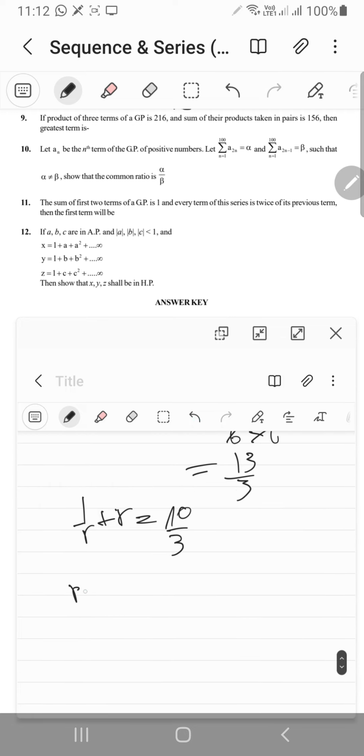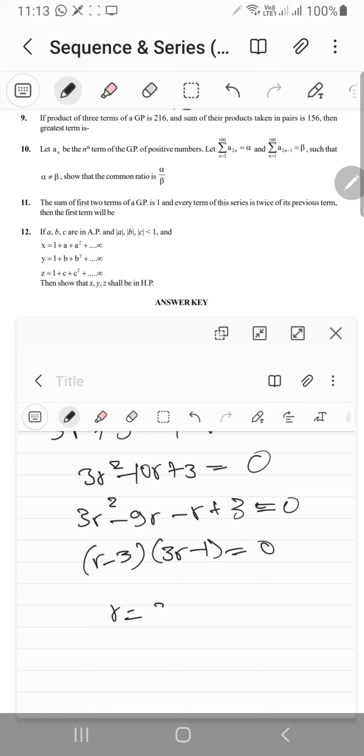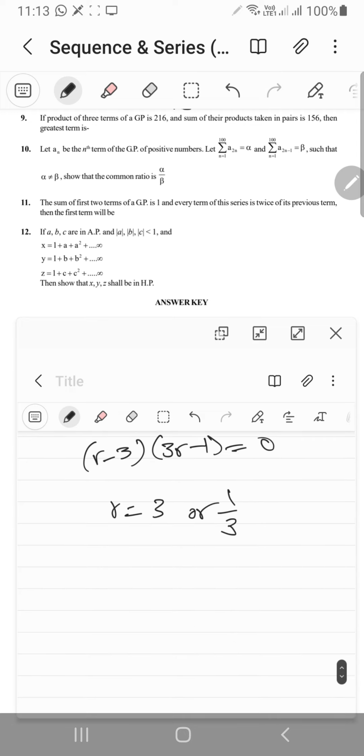That means 3r squared plus 3 equal to 10r. So 3r squared minus 10r plus 3 equal to 0, right? So you can split this as 3r squared minus 9r minus r plus 3 equal to 0. So r minus 3 into 3r minus 1 equal to 0. So either this ratio is 3 or 1 by 3. Both give us the same thing. So middle term was 6. If this ratio was 3, this would be 2, 6 and 18. Greatest term is 18, of course.